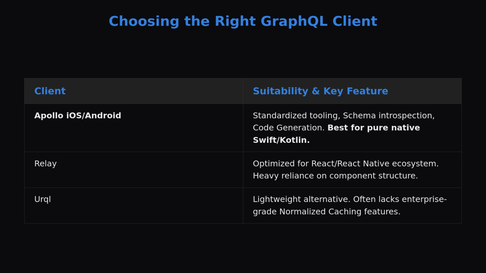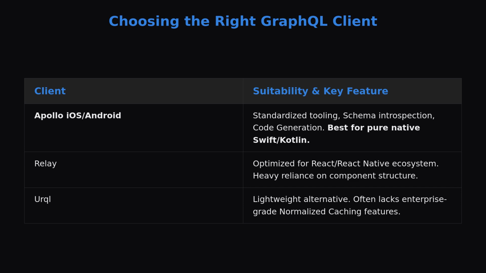Consuming GraphQL application programming interfaces requires a client that handles three core tasks: schema parsing, code generation, and normalized caching. For robust cross-platform development targeting both Kotlin multi-platform and native Swift, Apollo Client is the definitive choice. Relay, while powerful, is tightly coupled to the React component lifecycle, making it unsuitable for native mobile stacks.